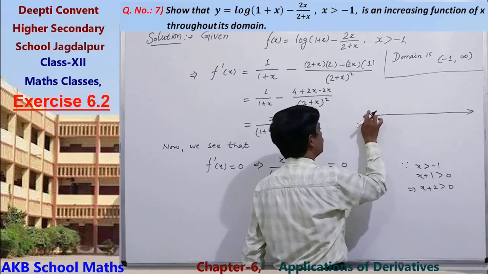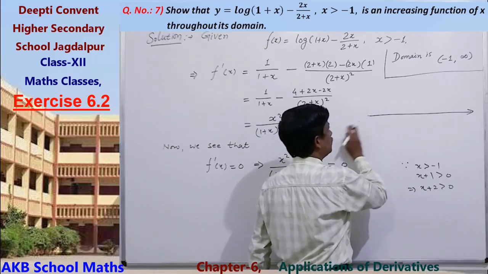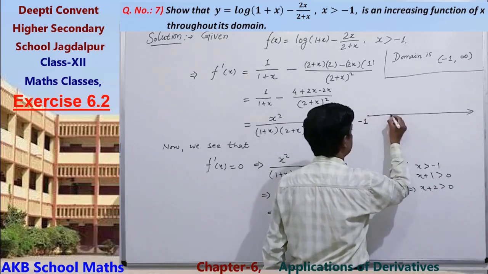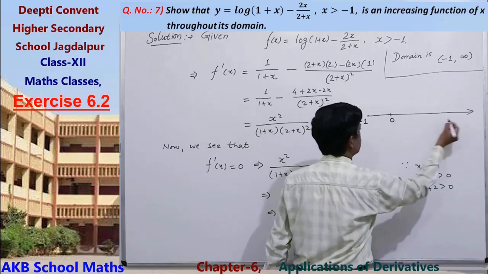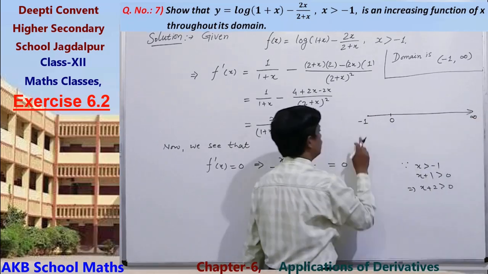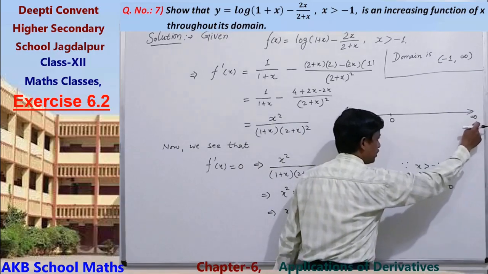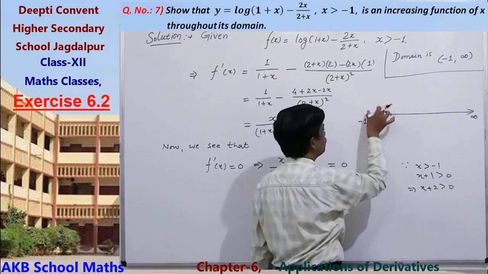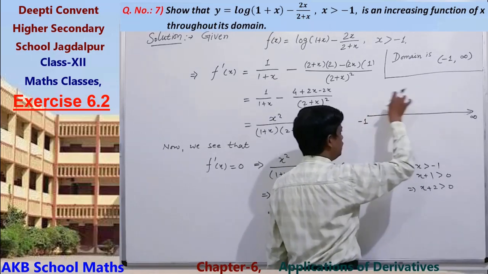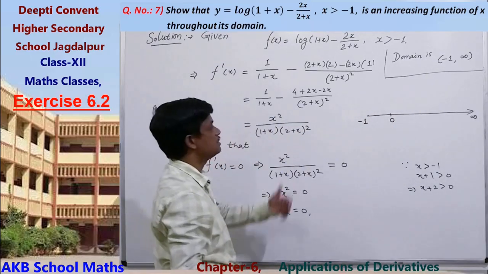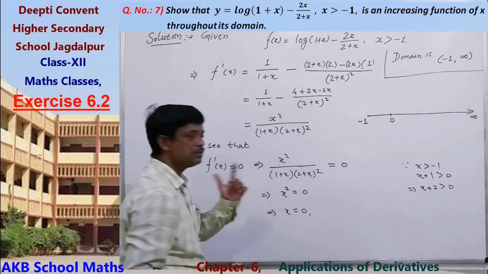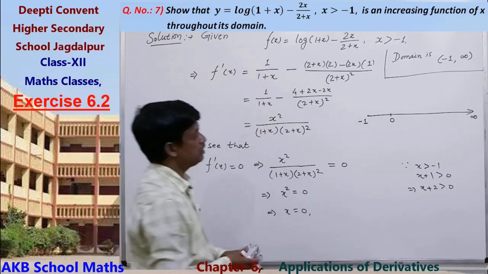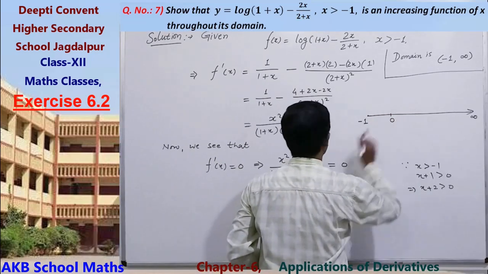0 divides the interval minus 1 to plus infinity, so minus 1 to 0 and 0 to infinity. These are the two parts. In these two parts, we have to check whether the function is increasing or decreasing. We have to prove that it is increasing. So now, one by one, we take the interval minus 1 to 0 and the interval 0 to infinity.